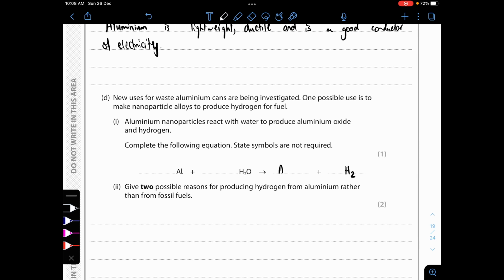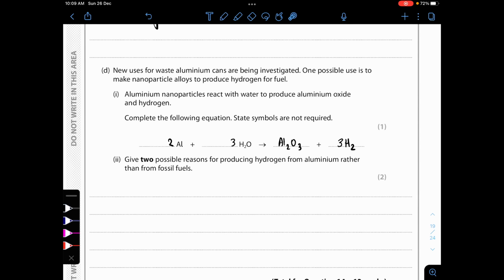Now aluminium oxide is usually Al2O3. Okay, because we have Al2O3, we have 2 Als here. So that would be 2 Al over here. And what about the oxygen? We have 3 of them in Al2O3, so 3. So how many are we left with? We're left with 3 here as well. Okay, so that's our answer.